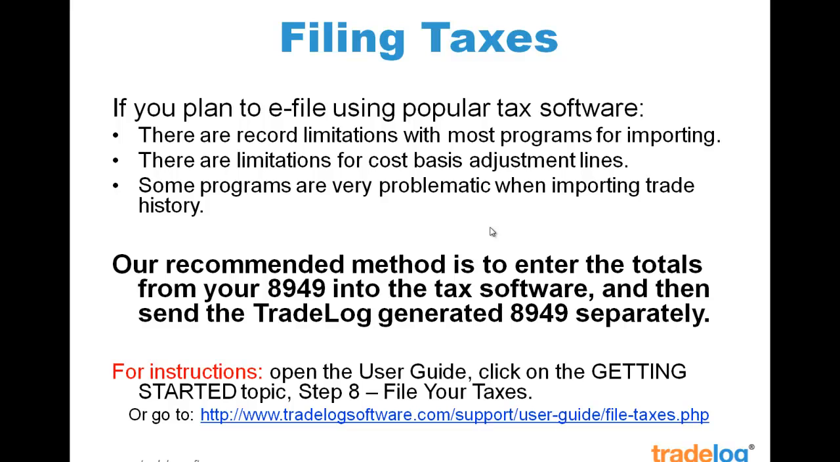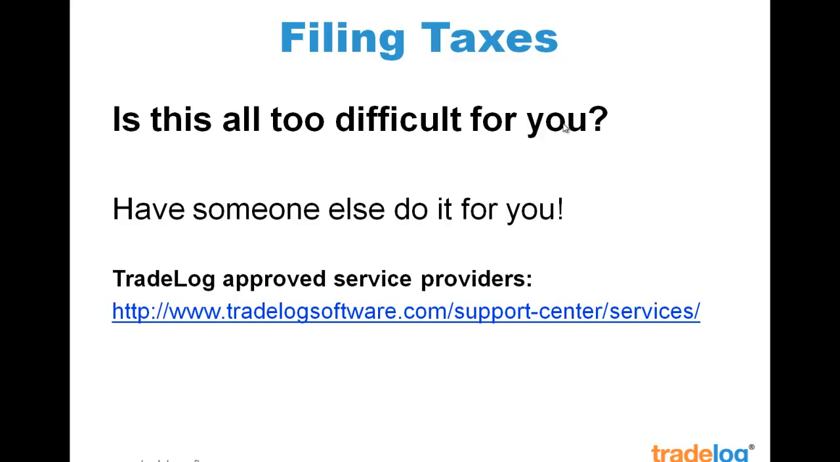It's so much easier than trying to pull your hair out importing your trade history. Just generate the 8949 by TradeLog, put the totals into TaxAct, for example, and e-file, and then just mail that 8949 to the IRS. They're getting the same information, it's just less work for you. So we strongly encourage you to check that out if that's your option.